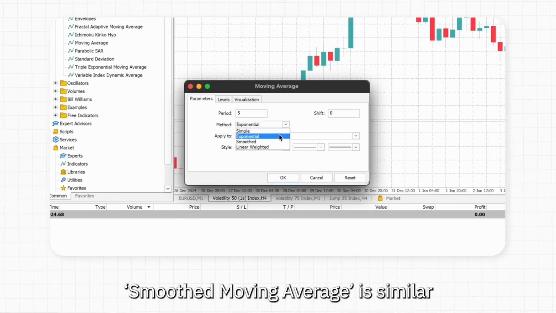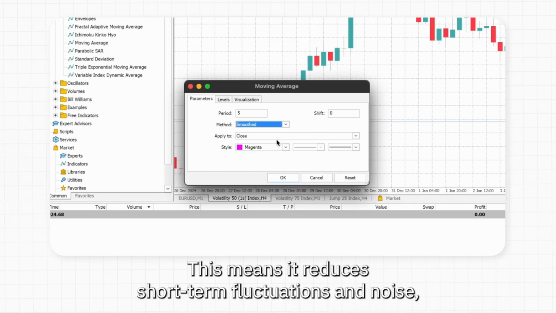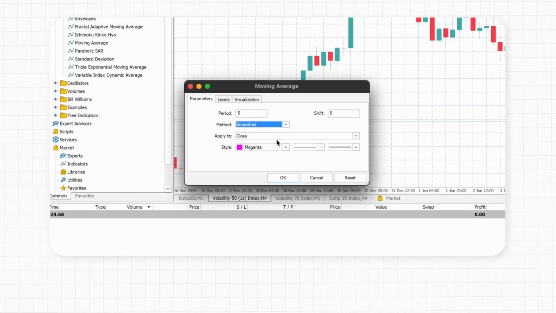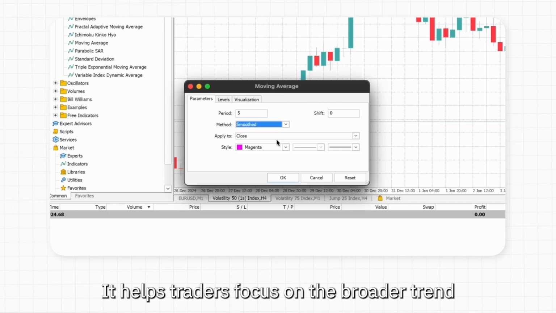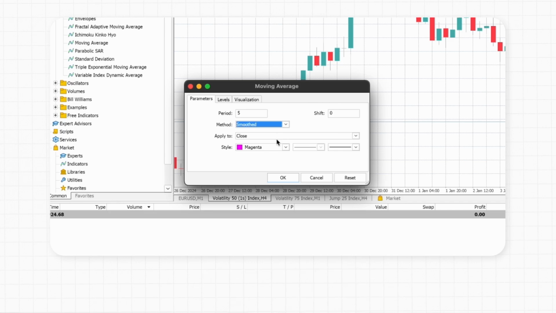Smooth moving average is similar to the simple moving average but applies extended smoothing. This means it reduces short-term fluctuations and noise, offering a clearer picture of long-term trends. It helps traders focus on the broader trend without being distracted by short-term price swings.